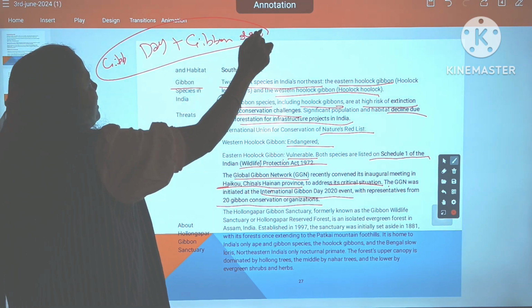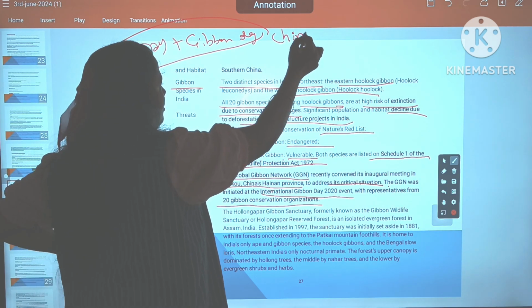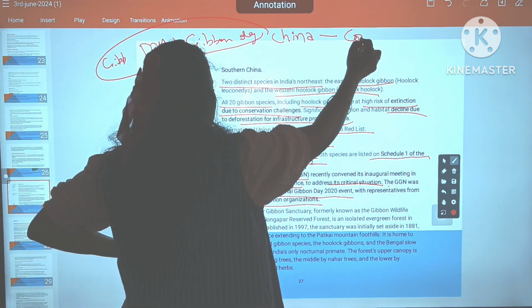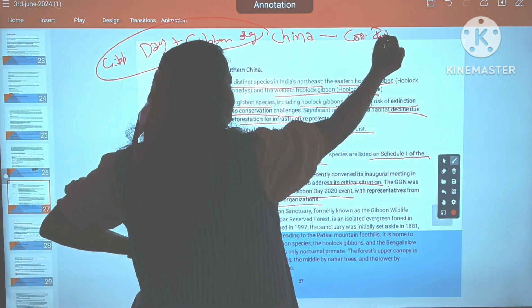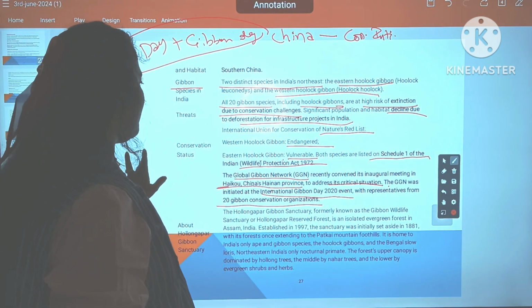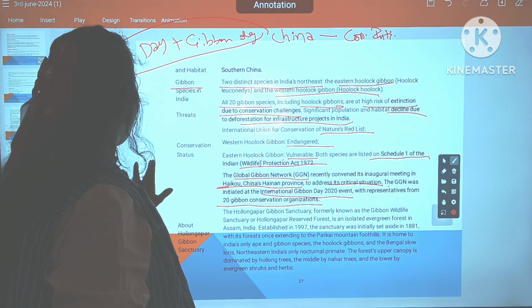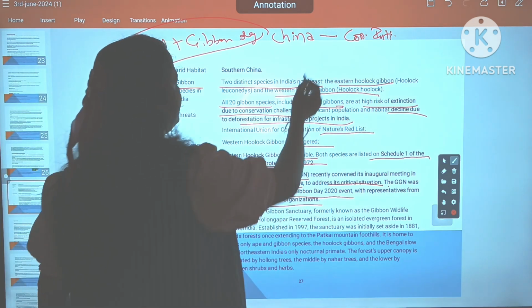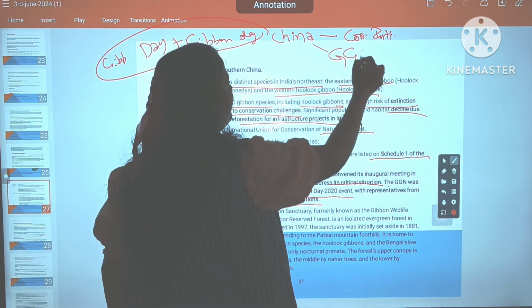Okay, they met in China to make conservation initiatives. Global Gibbon Network recently convened its annual meeting in Haikou, China. This was done by Global Gibbon Network, GGN.